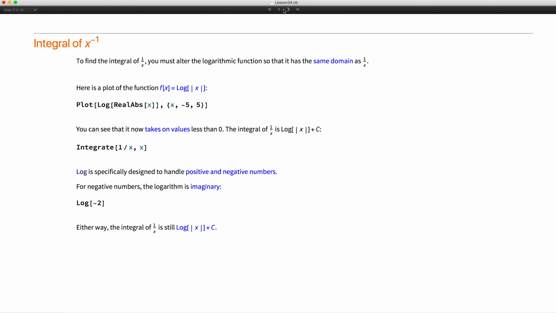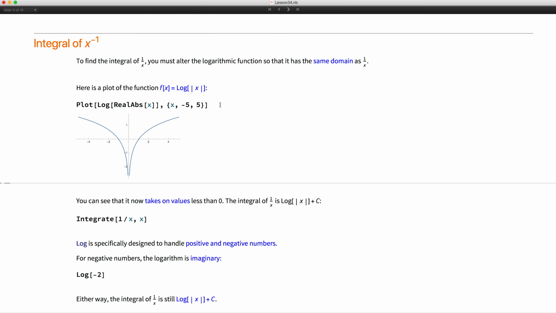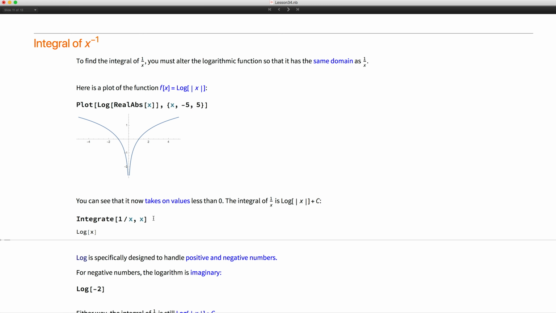Okay, now an important application. The integral of 1 over x is possible to compute, but for that you need to worry about the fact that the logarithm function is only defined for positive x, whereas 1 over x is defined for all x. And to overcome that difficulty, we introduce a logarithm of the absolute value of x. And now that's nicely defined for all numbers x, except of course 0.